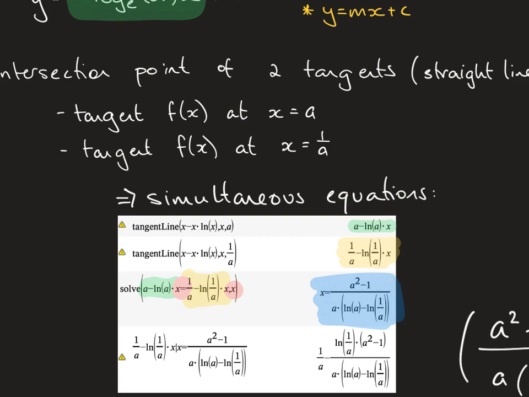So I'm going to take that x is equal to that disaster of a thing, and I'm going to substitute it into one of the tangent lines. It doesn't matter which one of the tangent lines I substitute in. What I've done here is I've taken the second tangent line and equated it.